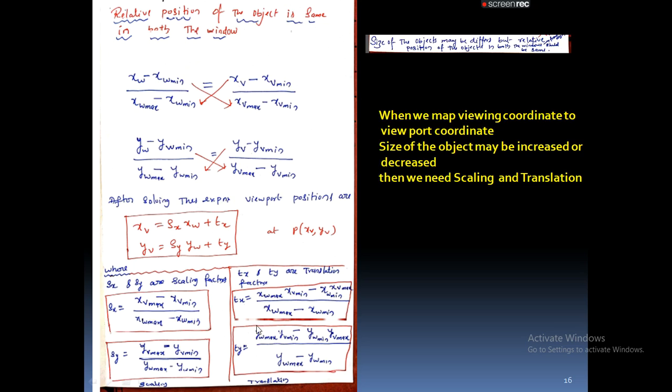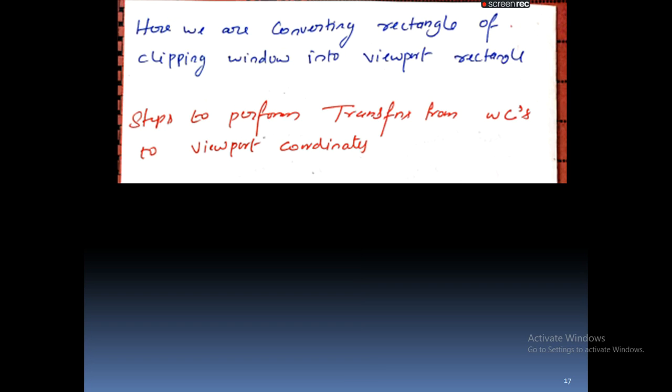So what are the corresponding formulas for scaling and translation? I have written them clearly here. These are the scaling and translation we need whenever we are mapping world coordinate to, sorry, viewing coordinate to viewport coordinates. Here we are converting the rectangle of the clipping window into the viewport rectangle. These are the steps to perform the transformation from viewing coordinate to viewport coordinates. So we have a series of transformations here.